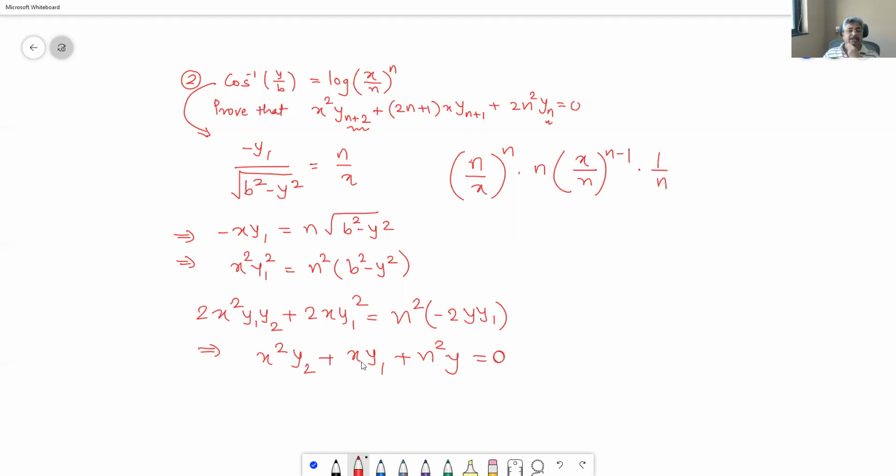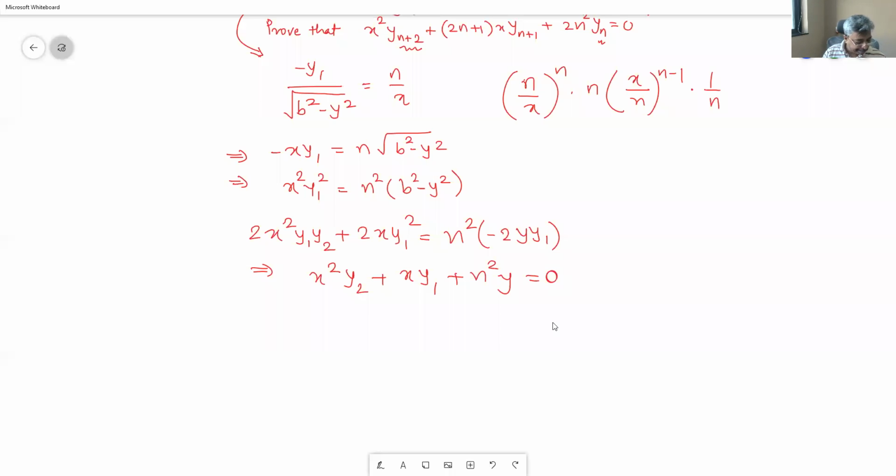Now this is the required version of the given statement. Now you apply Leibniz for nth derivative to this term and this term separately, you will get this. Check. Next problem.